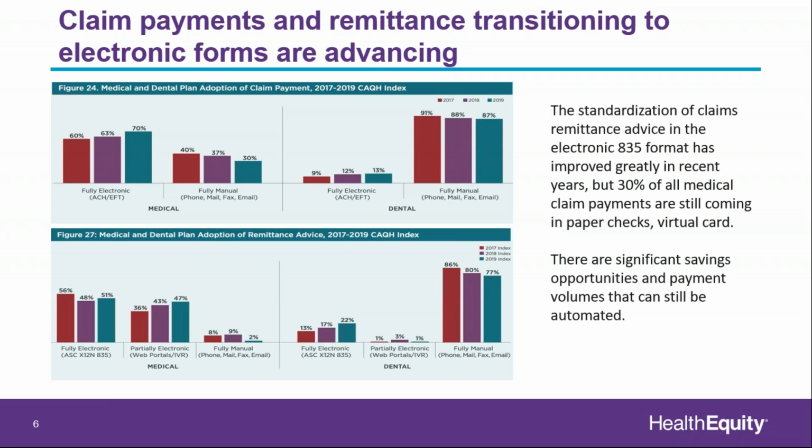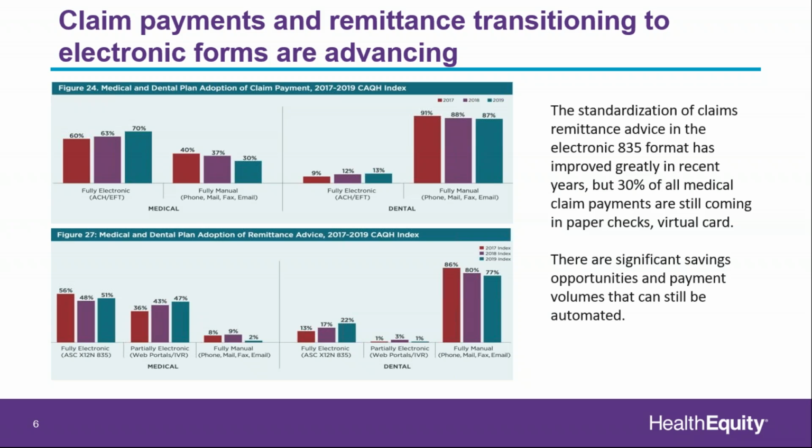versus in the old paper EOB. And you can see in that first diagram up top that today payments are moving more and more in electronic form, which is great. You can see even in the last 3 years, they've gone from approximately 60% electronic to 70% electronic, which means correspondingly about 30% of payments are still coming to providers in manual form. Now, manual form can be obviously a paper check or a virtual card payment.